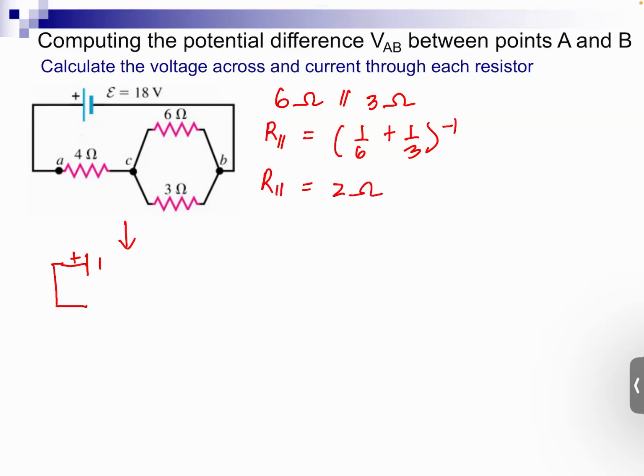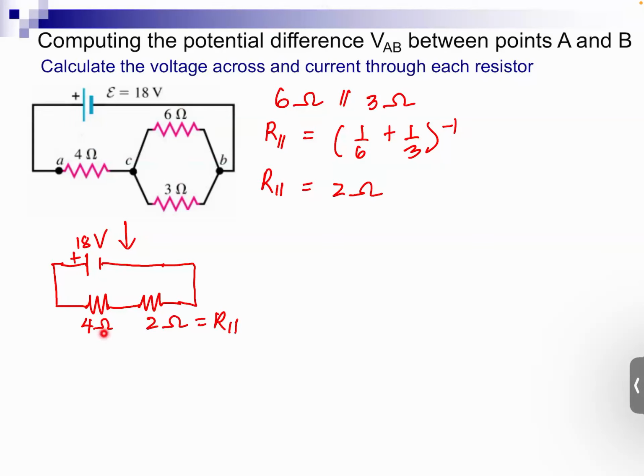Okay, when you redraw your circuits, include the battery, because then it will make you visualize the whole circuit all together. You have the usual 18 volts as provided. You have the 4 ohm resistor. You didn't do anything with that 4 ohm resistor. You only manipulated these 2 parallel resistors. They have an equivalent resistance of 2 ohms.